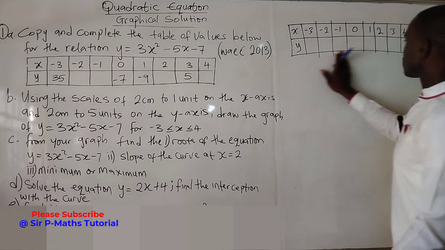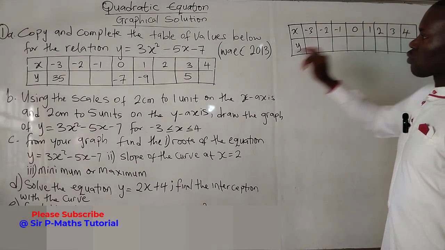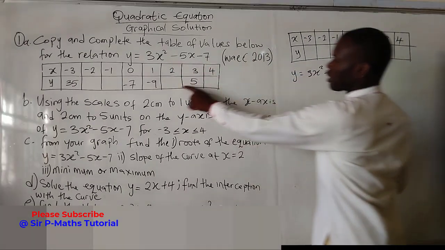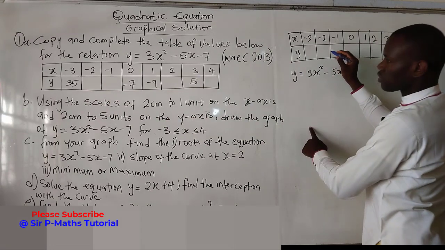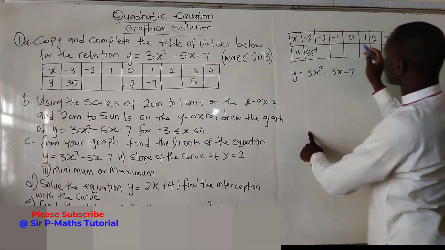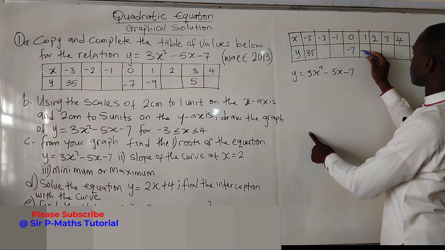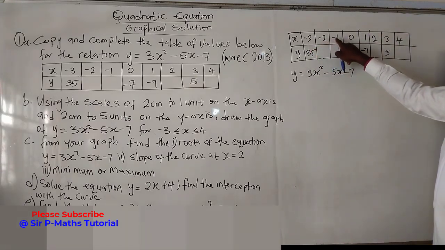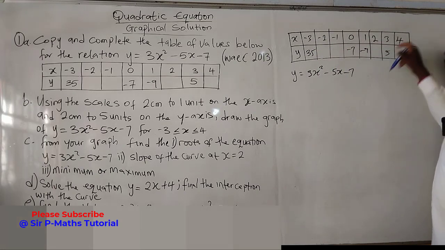All right, so the next thing we do is to solve for y. We will use this relation. Y is equal to 3x² - 5x - 7, but some had already been given, so we'll put it here. We have here to be 35, we have here to be -7, -9, and 5. So we are going to solve for -2, -1, and then 2 and 4.